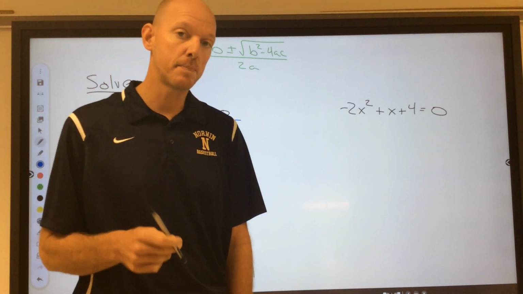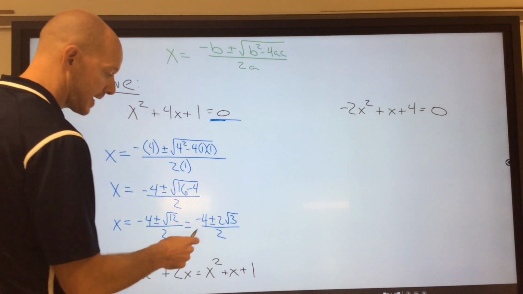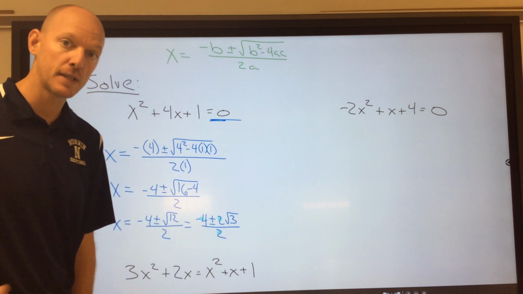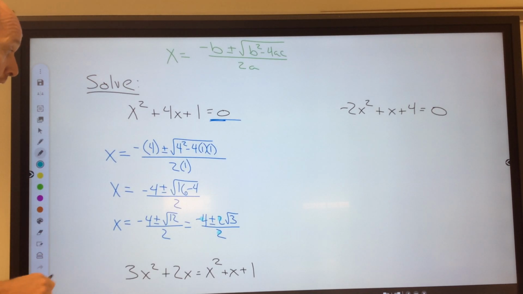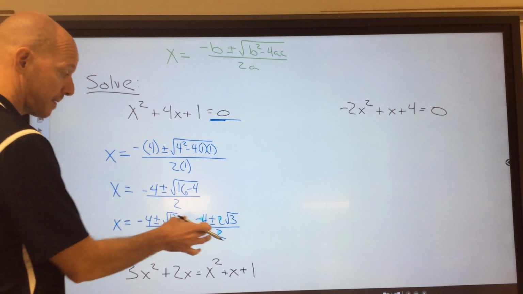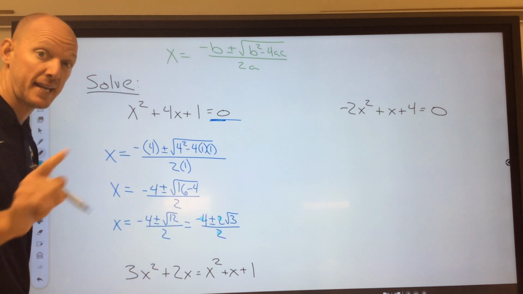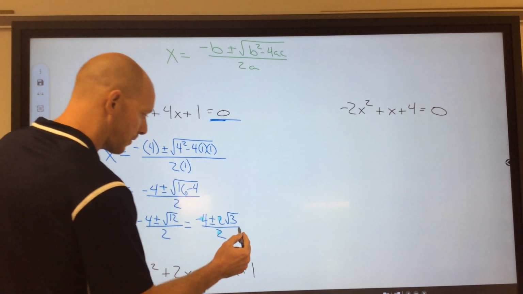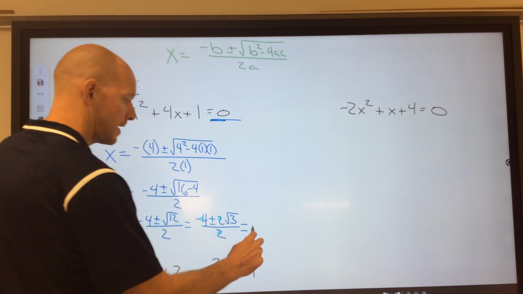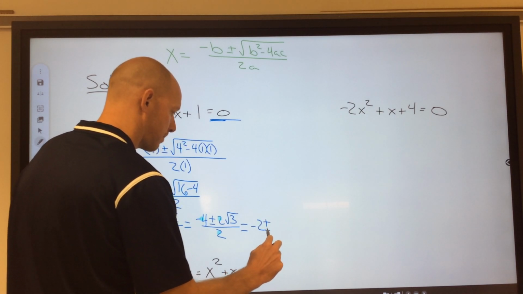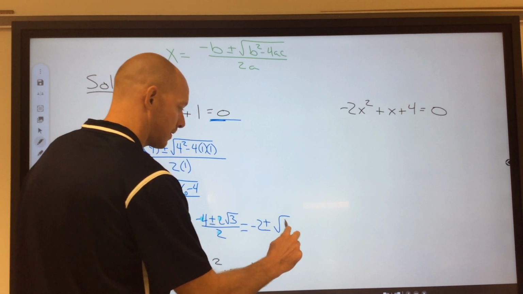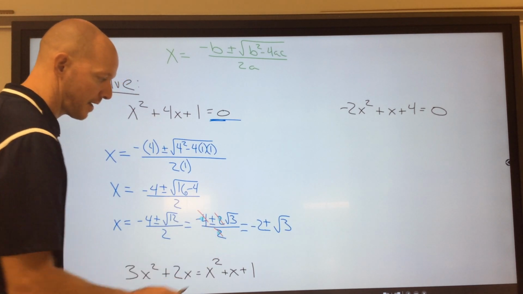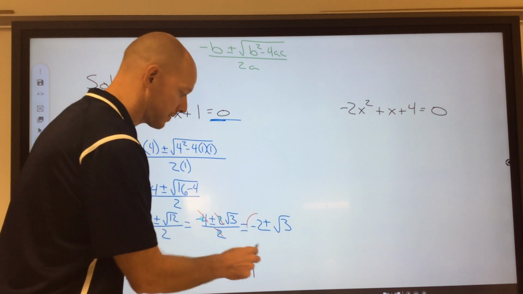Now that's important because now I see that I have a common factor that I can reduce out of all the terms and the value that's in the denominator. Whenever I simplify, I have to make sure that this value simplifies with both. I can't just do it with one. That's a common error that students often make. So therefore, my final answer in this case is going to be negative 2 plus or minus the square root of 3, because again, this 2 reduces with the 4 and with that 2. So there's our final answer.